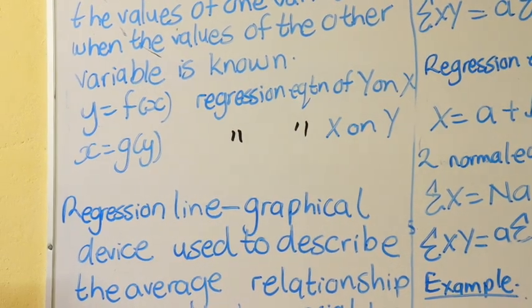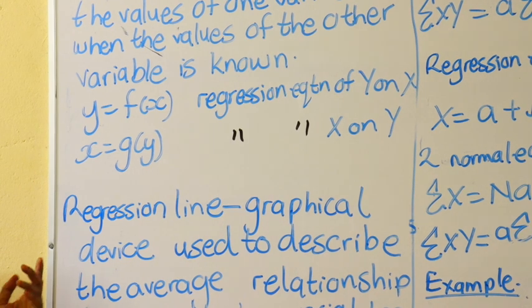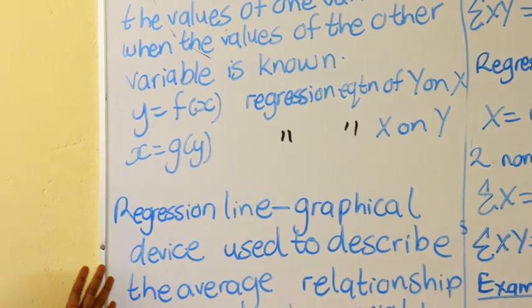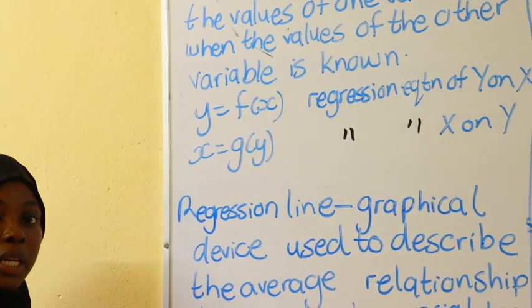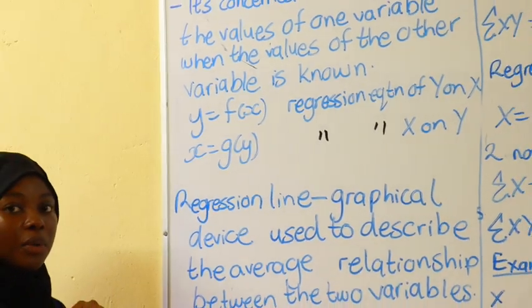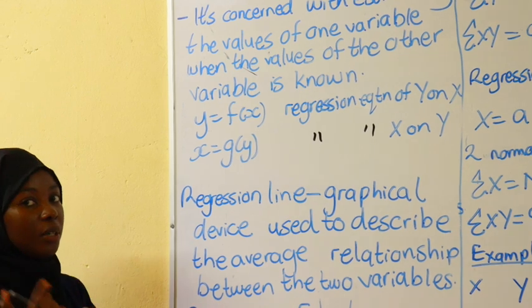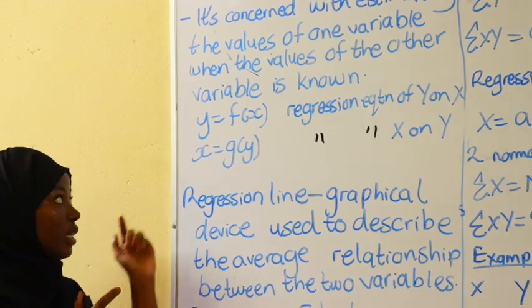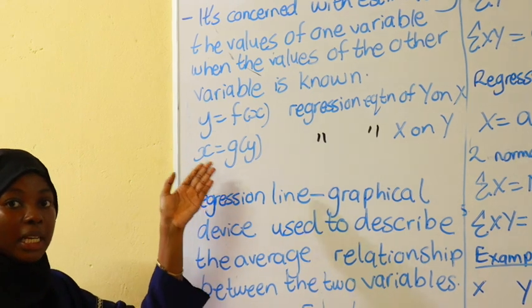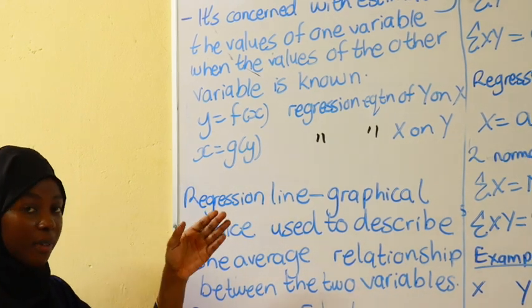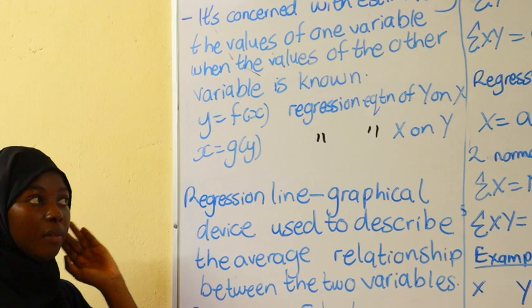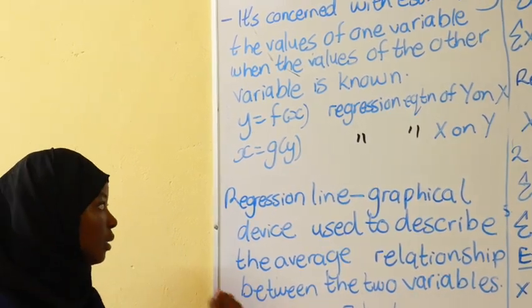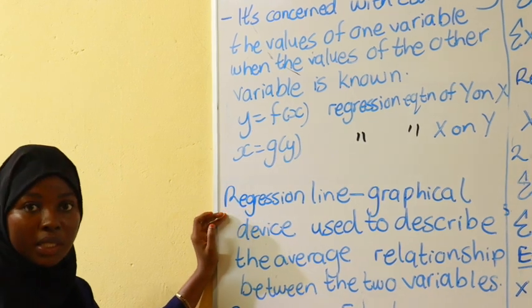So here, with these two variables, you can have the equation of y on x, or you can have the equation of x on y. And they are not similar. It is not the same as when we were doing correlation, where the correlation between x and y and the correlation between y and x was the same. But for regression, it's different. The regression equation of y on x and x on y are different. So you have to be very keen when you're given a question to see what you're calculating.